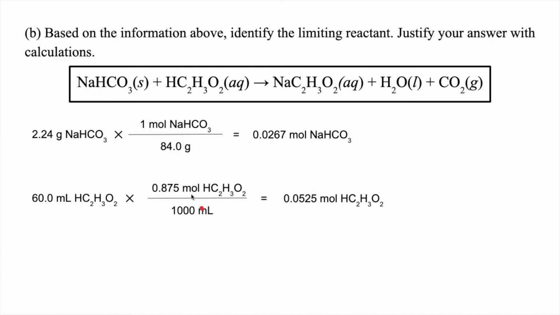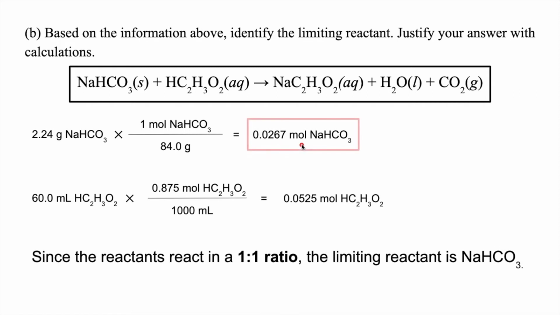If we take a look at the equation again, we can see that the reactants are reacting in a 1-to-1 ratio. This means that we can directly compare these amounts that we just calculated. We have 0.0267 moles of NaHCO3 and 0.0525 moles of HC2H3O2. Since we have fewer moles of sodium bicarbonate, it would be the limiting reactant. Correctly doing the calculations will get you the first point for this problem, and correctly identifying the limiting reactant as sodium bicarbonate will earn you the second point.